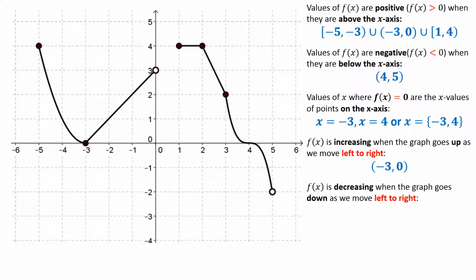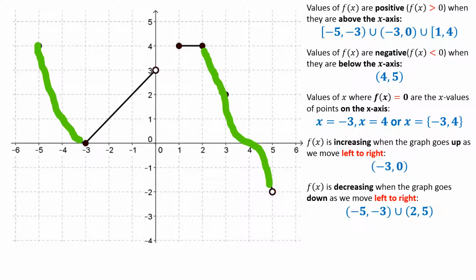The function is decreasing when the graph goes down as we move left to right. And so the highlighted areas would be decreasing intervals, and we would write those intervals -5 to -3, again not including either point, and then also from 2 to 5.